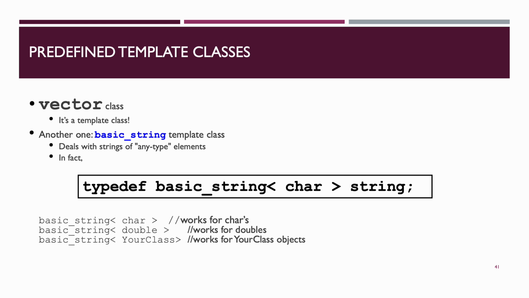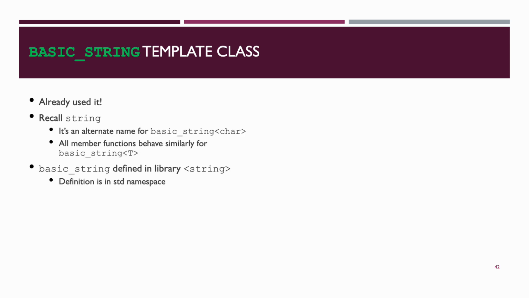So this is an explanation of vector. Recall string is an alternate name for basic_string<char>. All member functions behave similarly for this. It is defined in the library <string>. The definition is in the standard namespace.